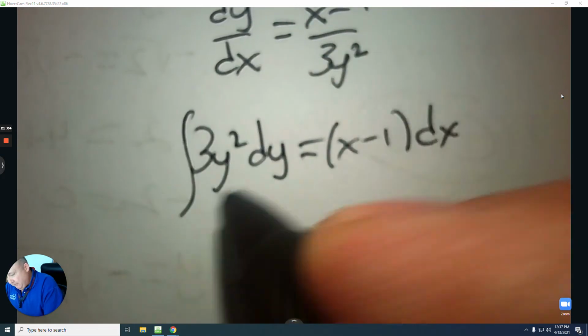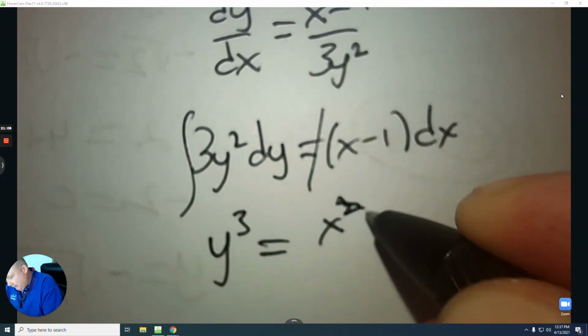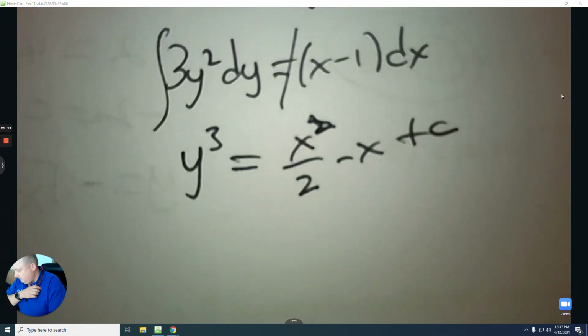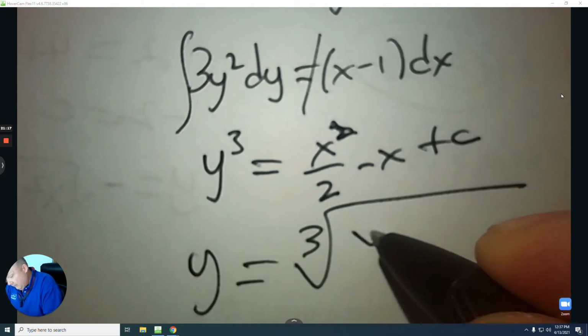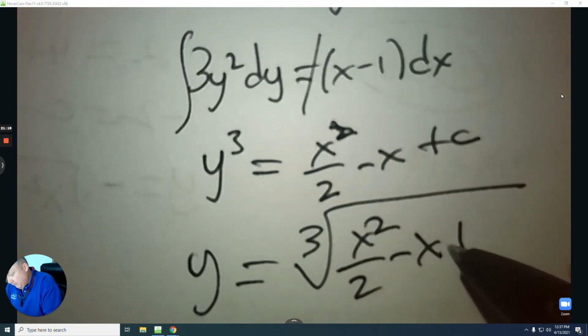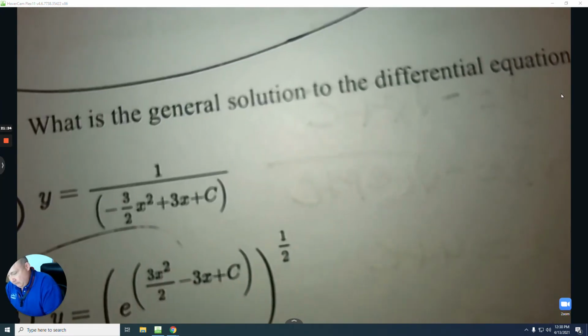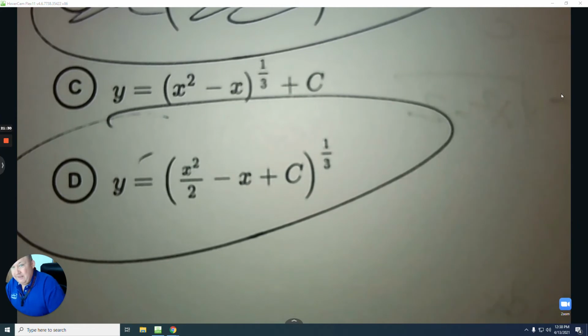We're going to integrate both sides. That's y cubed. That's x squared divided by 2 minus x plus c. To get y by itself, you cube root it, and that's it. Look at the answer choices. See, sometimes it's not that bad. And that matches with, well, not that one, this one, D. Cube root means the same as to the exponent 1/3. All right, that's 14.